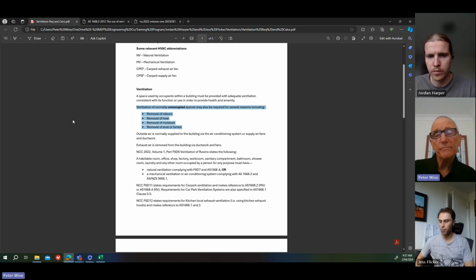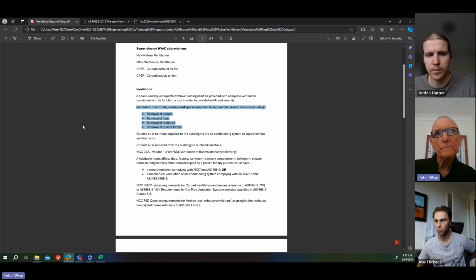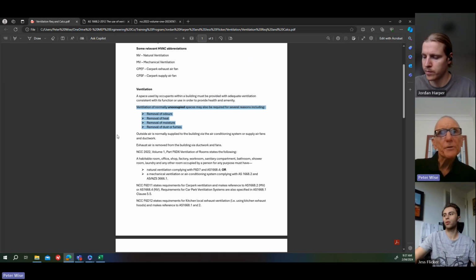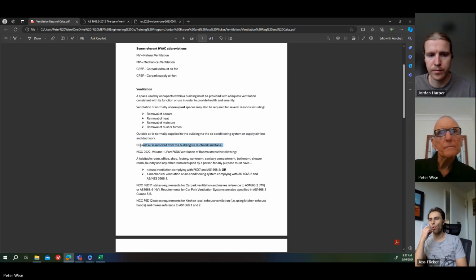including removal of odours, so let's say a bathroom exhaust, toilet exhaust; removal of heat, maybe a switch room or a plant room, which gets hot with equipment and machinery. You need to keep it under a reasonable temperature. Removal of moisture, again, could be a bathroom, taking the moisture out. And removal of dust or fumes. They're just a few examples. Outside air is normally supplied to a building through the air conditioning system or through supply air fans and ductwork. And exhaust air is removed from the building with ductwork or fans.